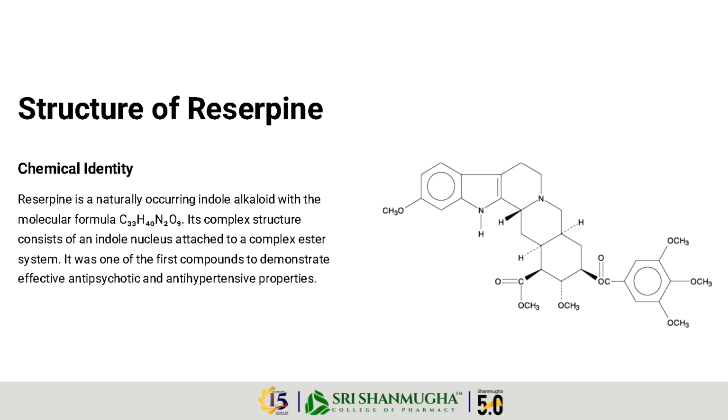Next one, the structure of reserpine. Here we have reserpine. It is a naturally occurring indole alkaloid. The molecular formula is C33H40N2O9. It has a complex structure with an indole nucleus attached to an ester system. Reserpine was one of the first effective antihypertensive and antipsychotic agents. It is derived from Rauwolfia serpentina. This is one of the important antihypertensive drugs that you have to remember.